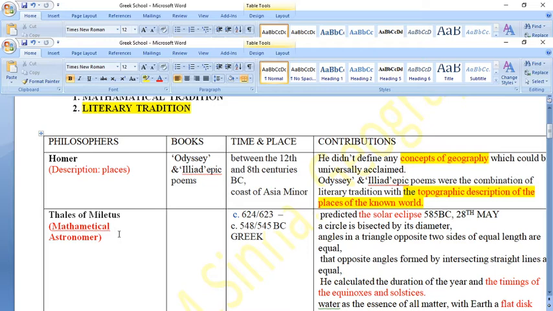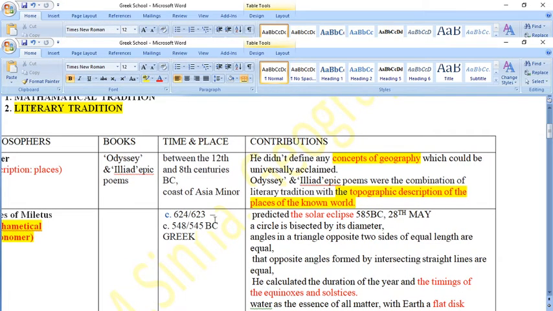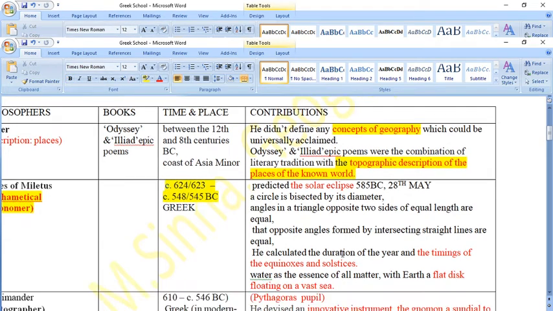Not only described, he observed the earth phenomena and described all these things with mathematical calculation, statistics and mathematics. That's why we call Thales of Miletus a mathematical and astronomical approach to identify geography as a subject. Okay, now go to the contribution. This is the time period of Miletus.